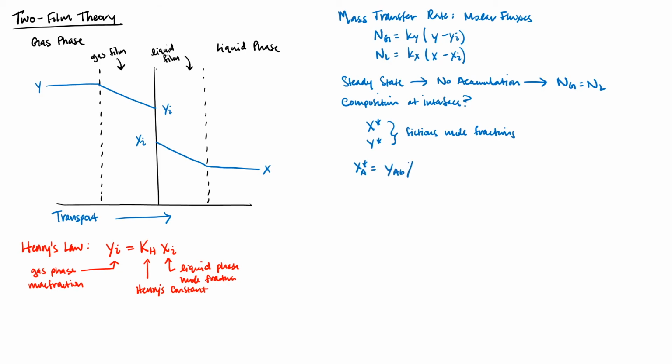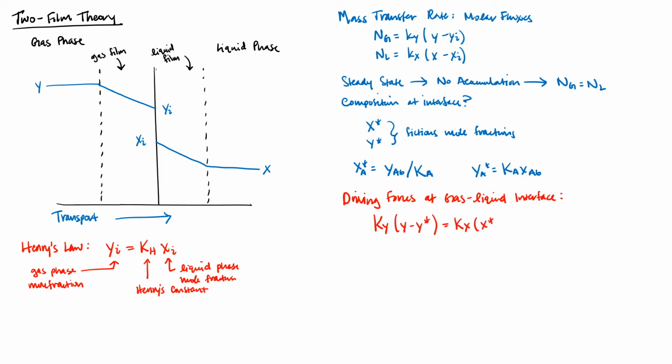X star is the fictitious liquid mole fraction. Similarly, Y star is the fictitious vapor mole fraction. Using the bulk liquid and gas composition expressions and equating the molar fluxes for the gas and liquid phases, the equation in red is used to describe the driving forces that exist at the gas-liquid interface.